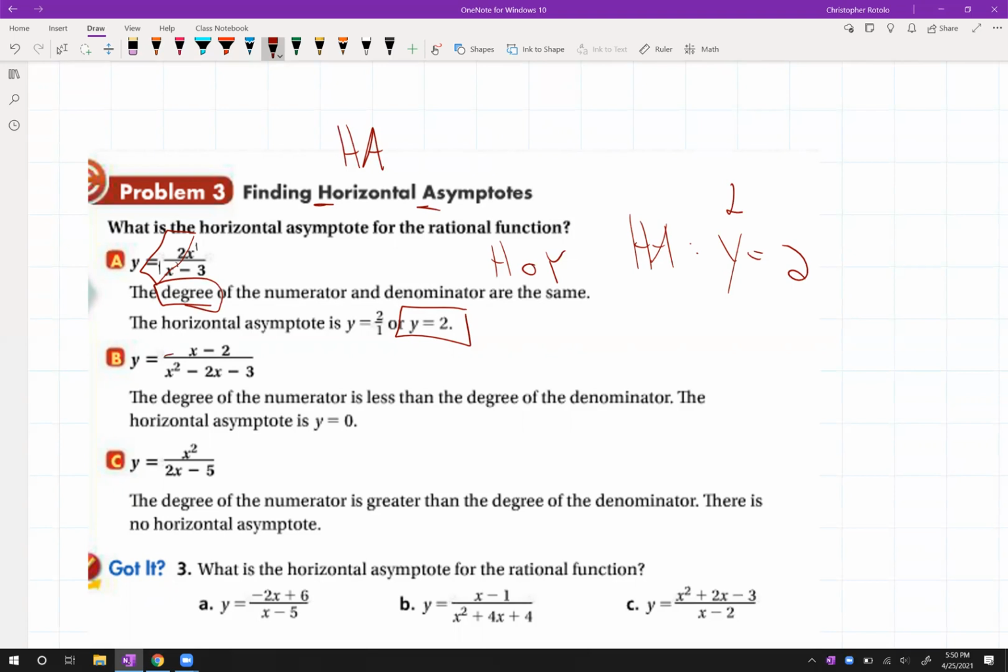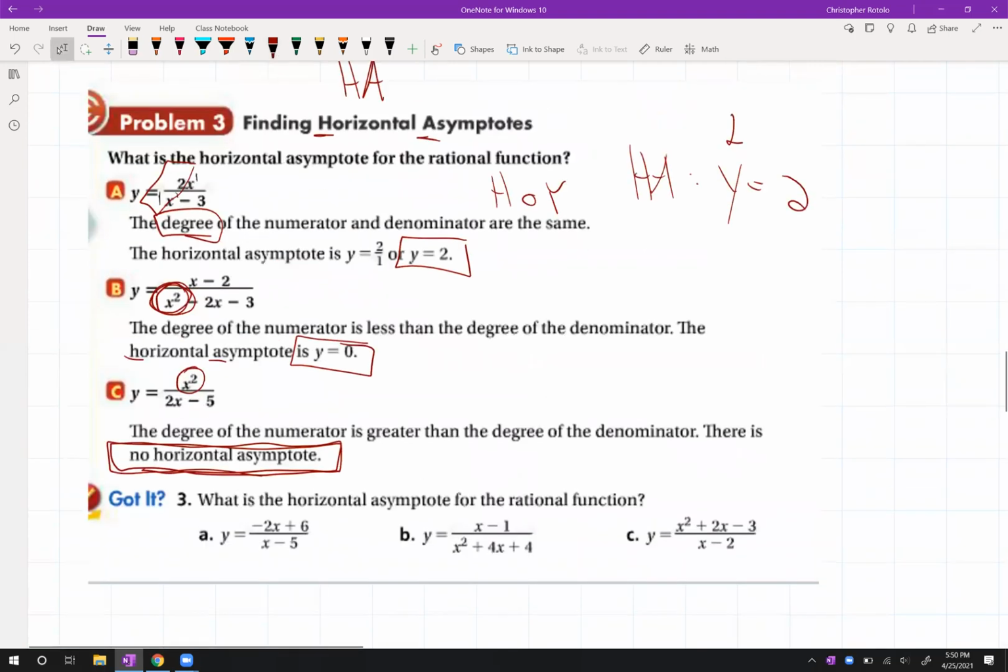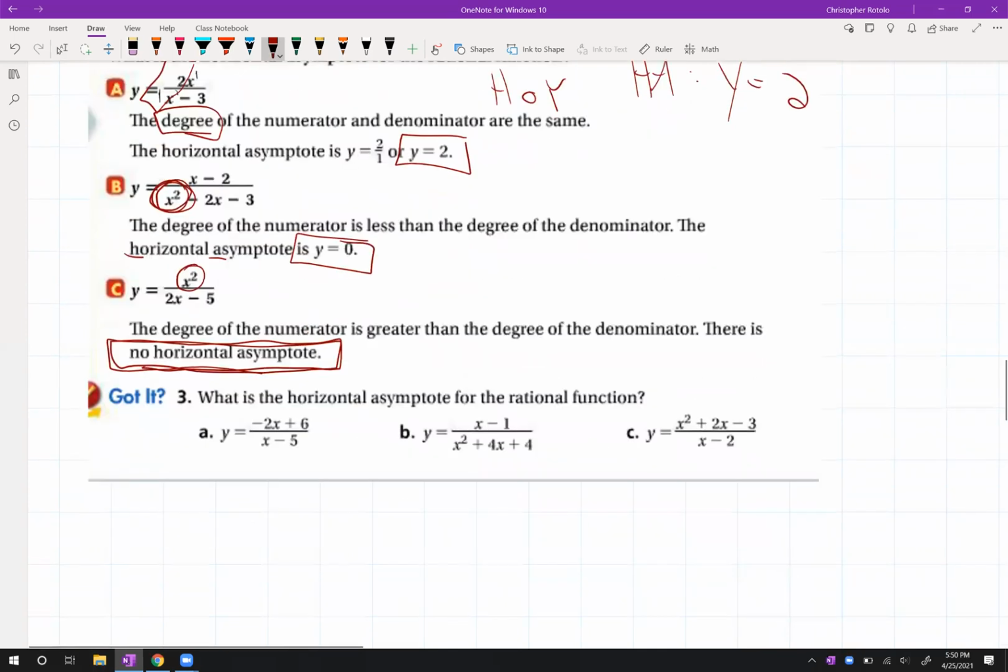Second thing, if the bottom wins, which is, I'm not going to lie, pretty normal. The bottom wins, it's automatically y equals 0, right? This is the HA. All right, and if the degree on the top wins, then there is no horizontal asymptote. As we work on this in pre-calc, we'll talk about slant asymptotes and how to get that. But this is still just algebra 2, so we're just trying to get you an idea of when we use those coefficients, when it's always going to be y equals 0 if the bottom wins, and if the top wins, there is no horizontal asymptote.